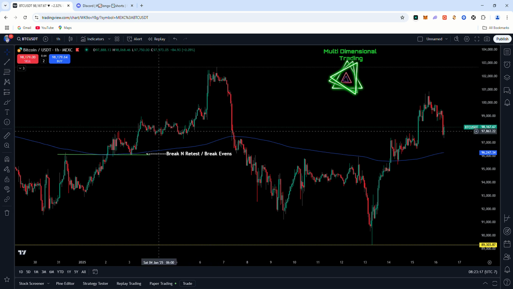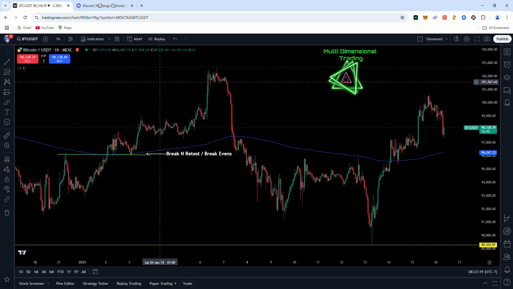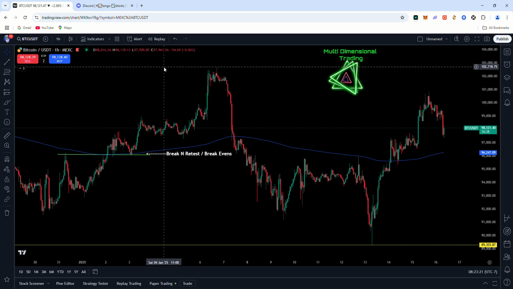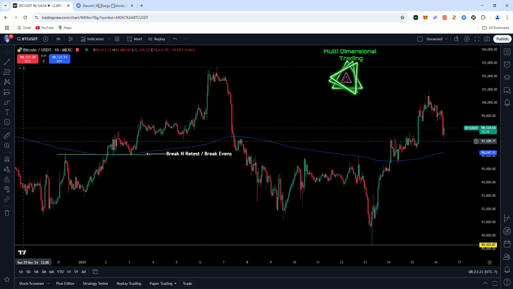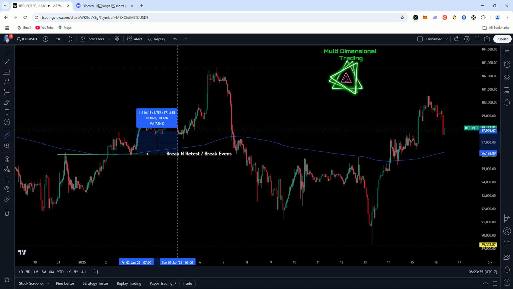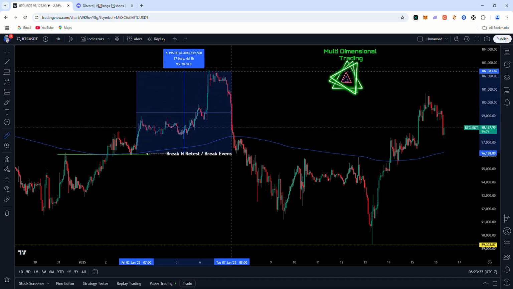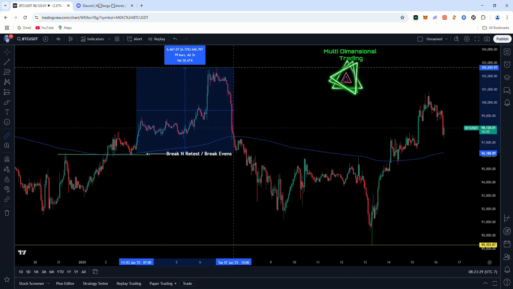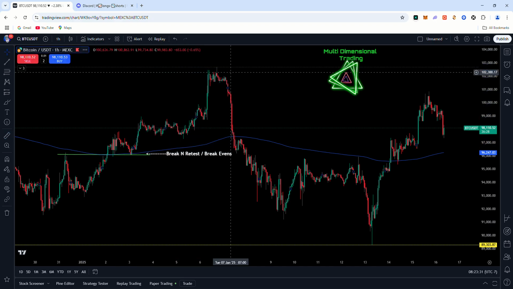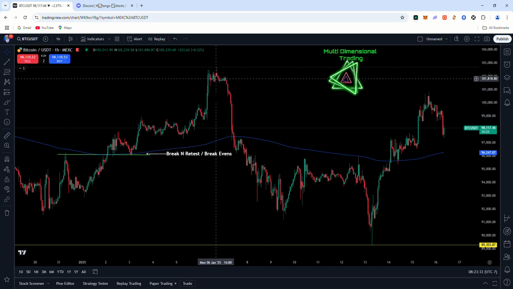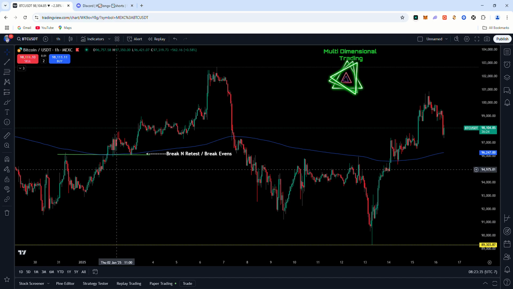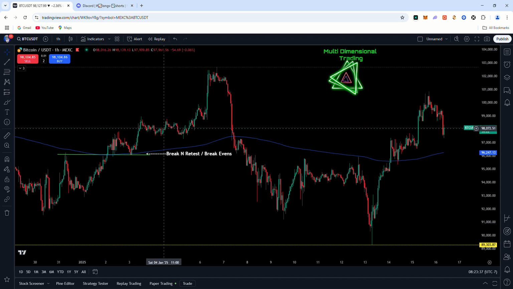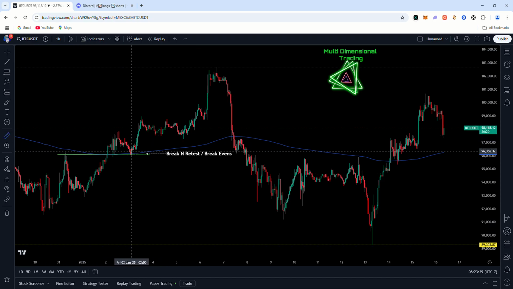And then look at that. Run from 96 to 102. That's a 6K run on Bitcoin. That's very nice. Very nice. About 6%. 6K run on Bitcoin right there. If you're doing any type of leverage, that's beautiful. Okay, that is great.